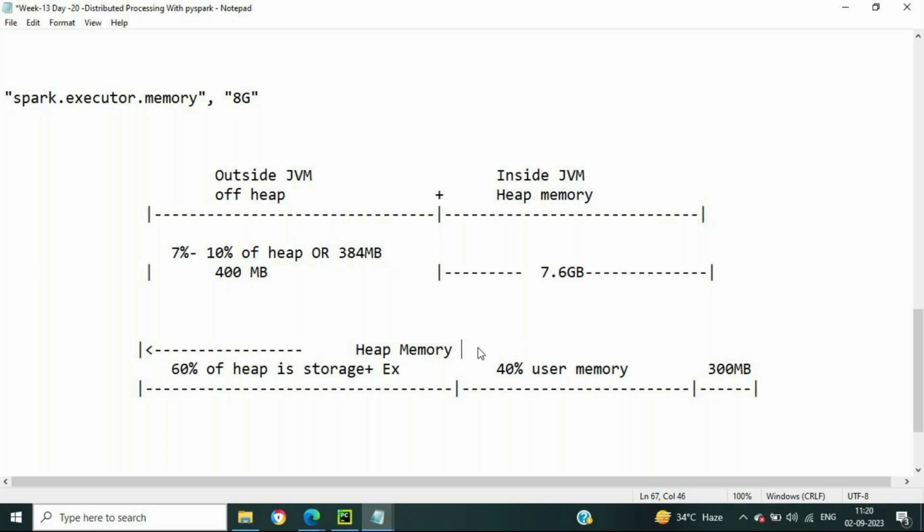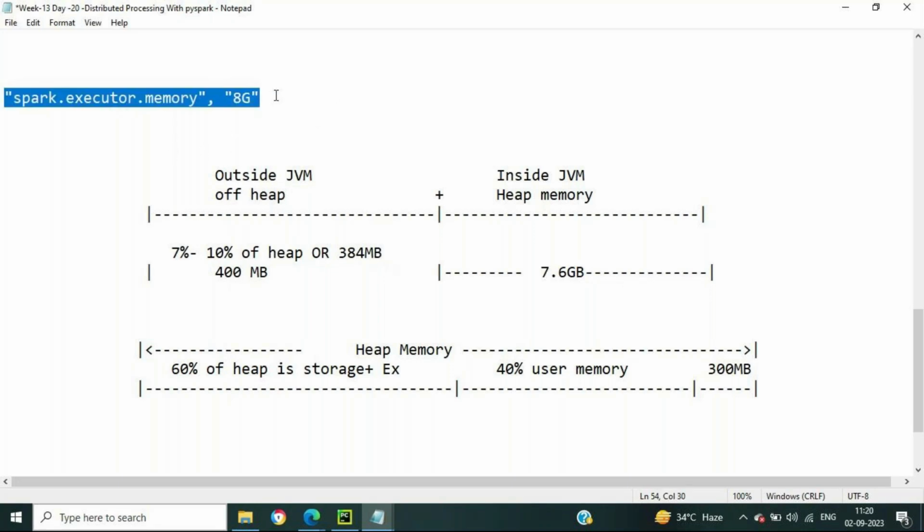This is heap memory. Okay. So what I have explained so far, like if we are going to mention say 8 GB, 8 GB is not the complete memory which is given to storage and execution. There is certain calculation which is happening inside the memory management, like how this particular memory is managed.